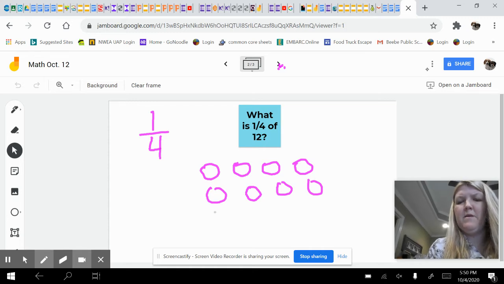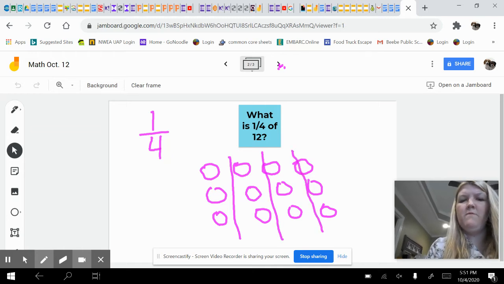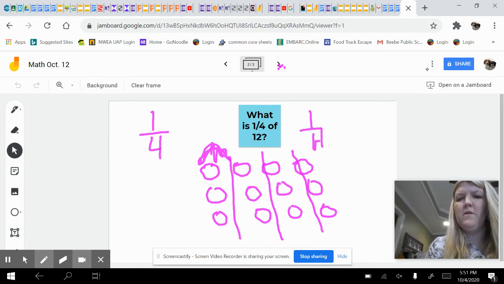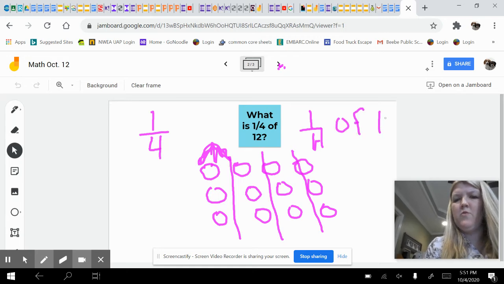So you can see I'm putting these in groups of four, 9, 10, 11, 12. So if I want to know what 1/4 of 12 would be, I know I can just take one of these groups. So I'll take this one right here. And so there are three in this group. So 1/4 of 12 equals three.